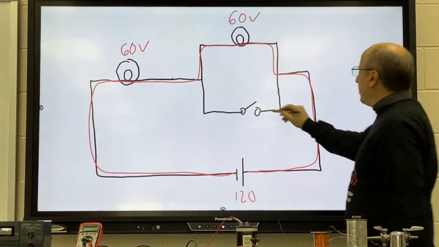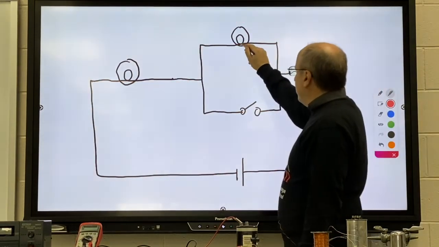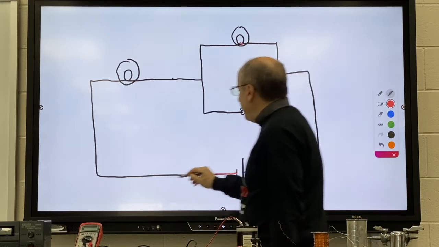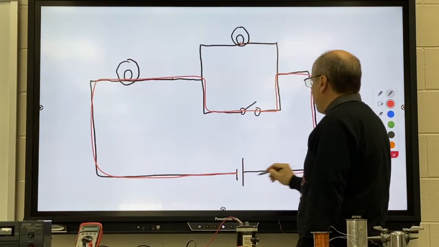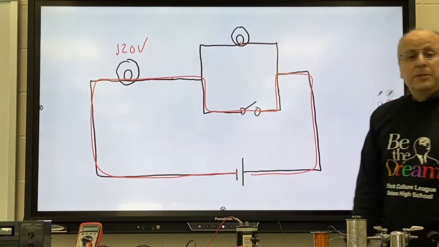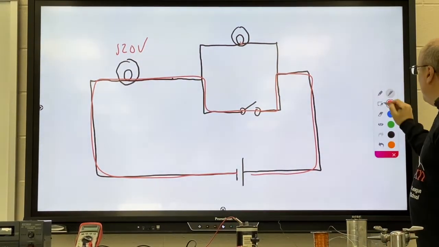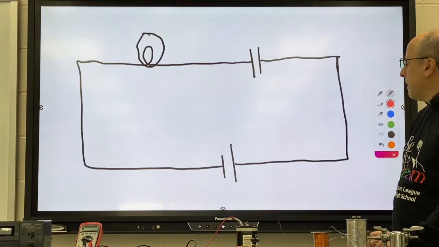However, when we throw this switch, we short circuit this top bulb. Now the electricity is going to flow through this path. This is going to get the full 120, and that light bulb is going to be much brighter. We shorted out the light bulb in parallel.